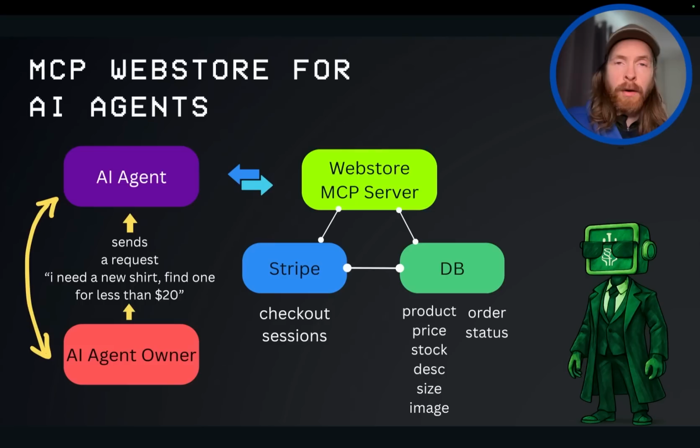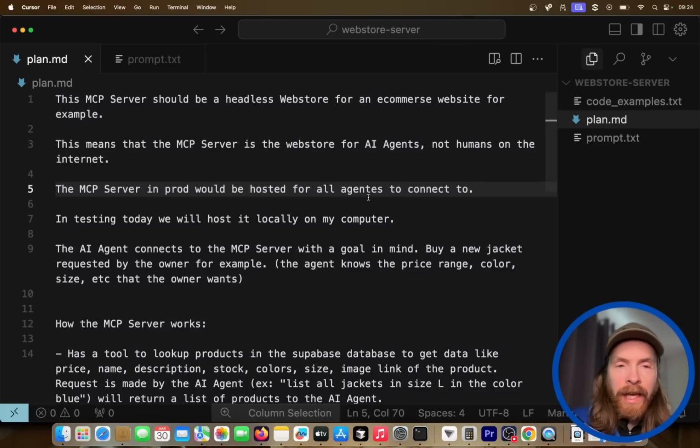So I think we're just going to head over to Gemini 2.5 and start building out this server, and we're going to test it out. Okay, so let's start by looking at my plan here. This is of course some context we're going to feed to Gemini 2.5 Pro. If you look at the plan I wrote down here, it's basically this: this MCP server should be a headless web store for an e-commerce website, for example. This means that the MCP server is a web store for AI agents, not humans. The MCP server in production will be hosted for all AI agents to connect to. So that is some of my ideas.